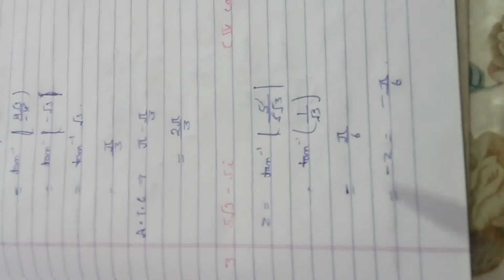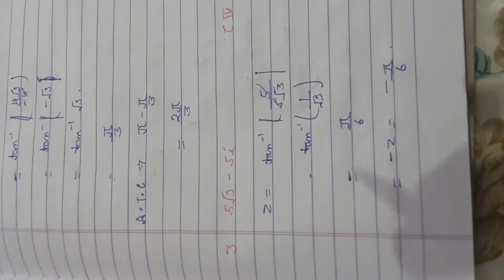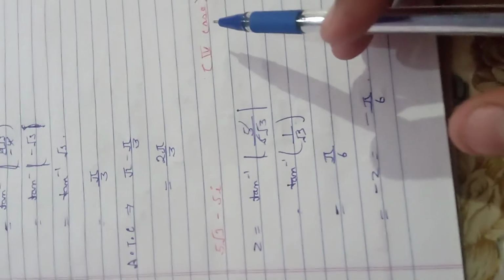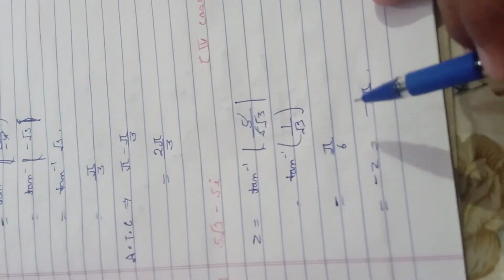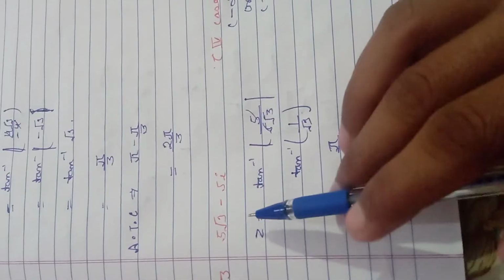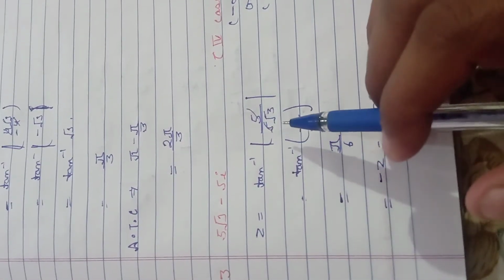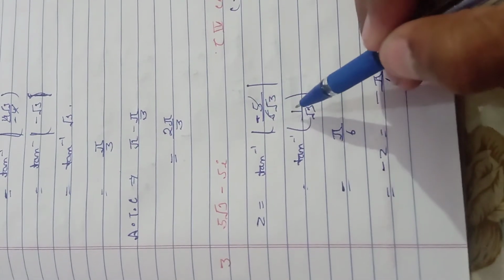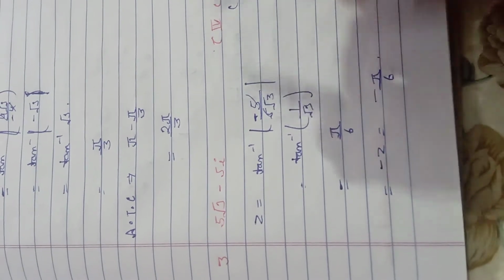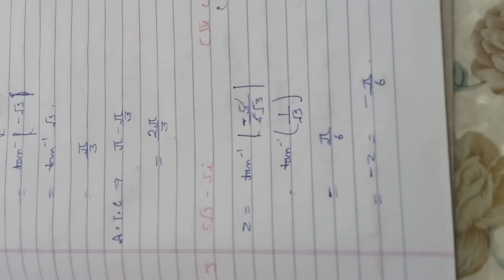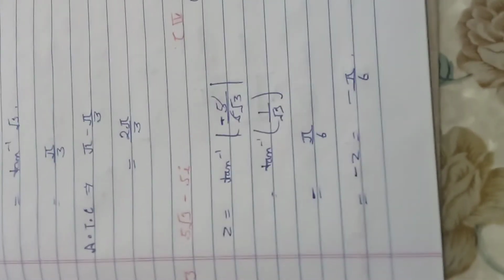We consider another example. 5 root 3 minus 5 iota. Here a is greater than 0 but b is less than 0. This is the fourth case. We apply only minus, we write here minus of z. So we calculate argument z is equal to tan inverse b by a. B is equal to 5, we apply minus 5, and this is 5 by 5 root 3. 1 by root 3, tan inverse of 1 by root 3 is the value of tan 30, and tan 30 we write in form of pi, this is pi by 6. By applying minus, this becomes minus pi by 6.